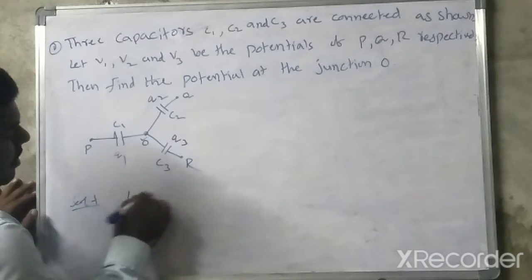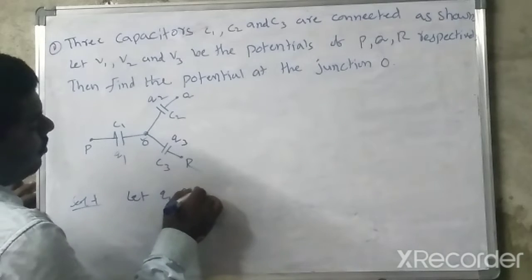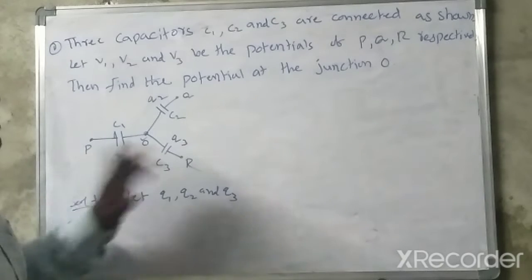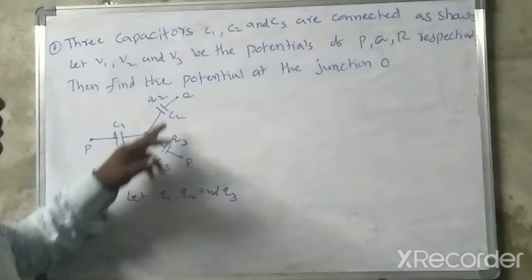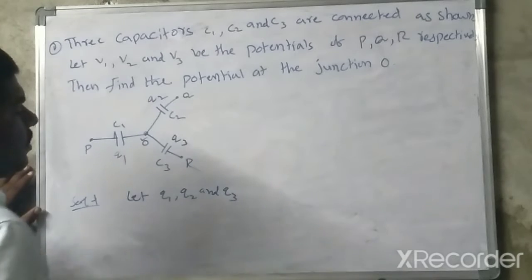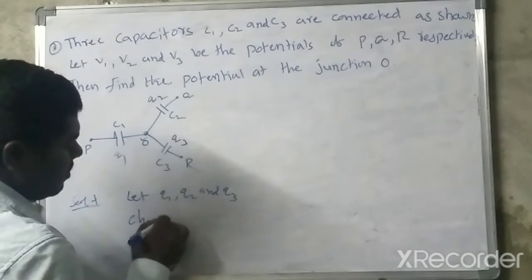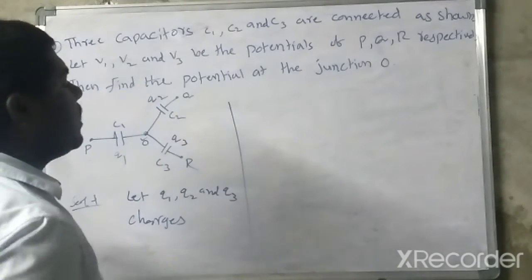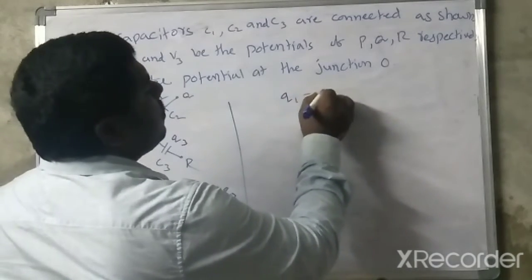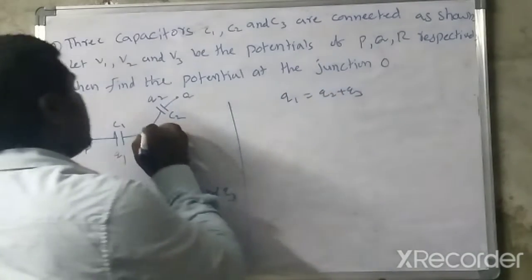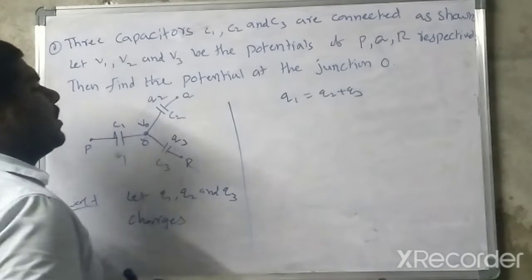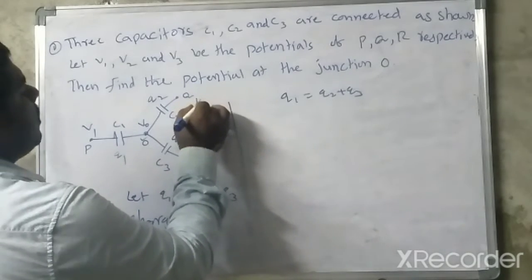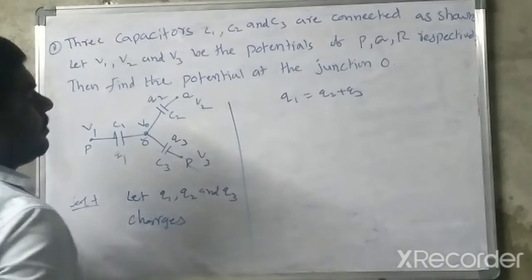Let Q1, Q2 and Q3 be the charges on C1, C2, C3 respectively. Here Q1 should be equal to Q2 plus Q3. Let us consider V0 as the potential at the junction. The potentials V1, V2, V3 are given.